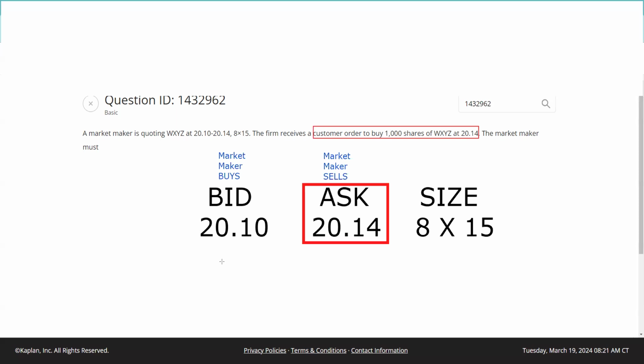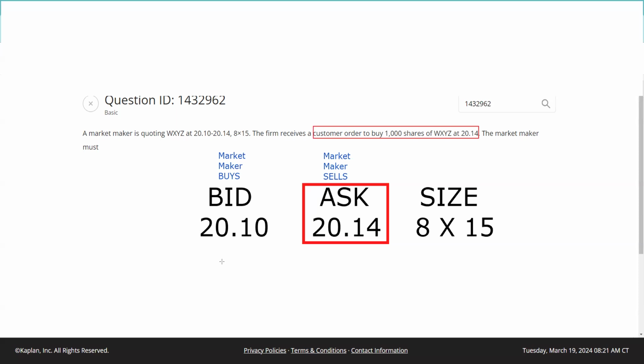However, P.S., if you put in the displayed limit order, you'd lock the market. I'm willing to sell at 20.14. The customer wants to buy at 20.14. This is what we call an executable limit order. So what I need to do is fill him. He wants 1,000 shares, and he wants to buy 1,000 at 20.14.